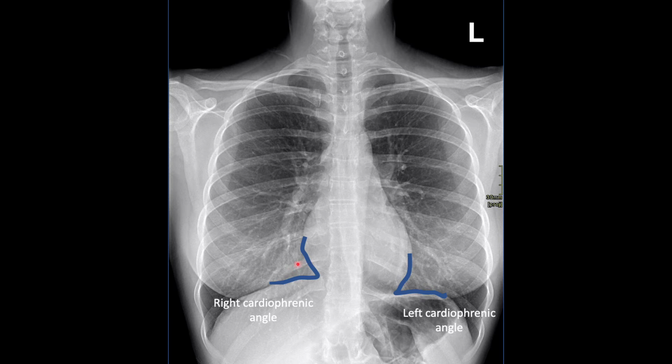Or for example, you can have some fluid or adenopathy or a hernia that's going to obliterate this cardiophrenic angle. Another angle to be aware of and always look for, this angle should be sharp in normal chest x-rays.